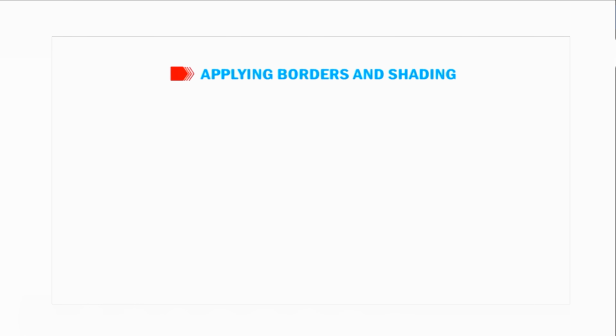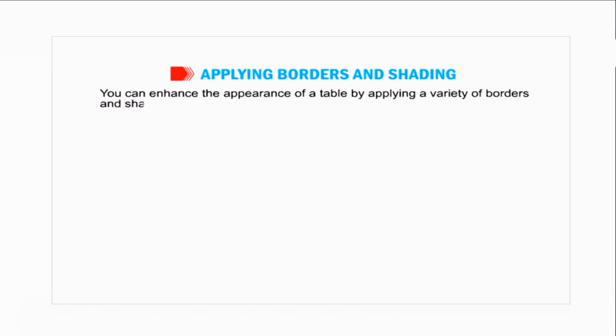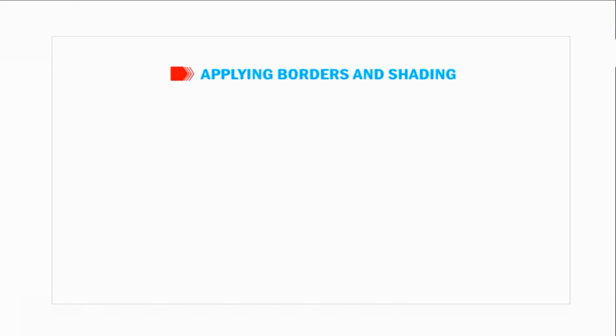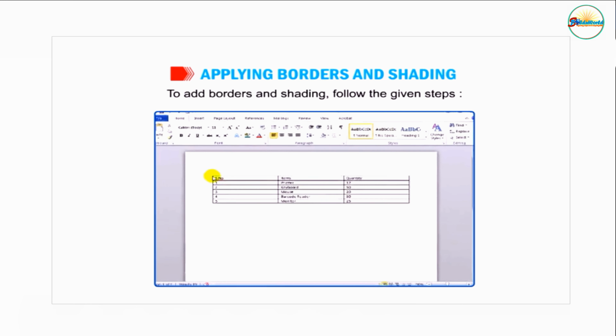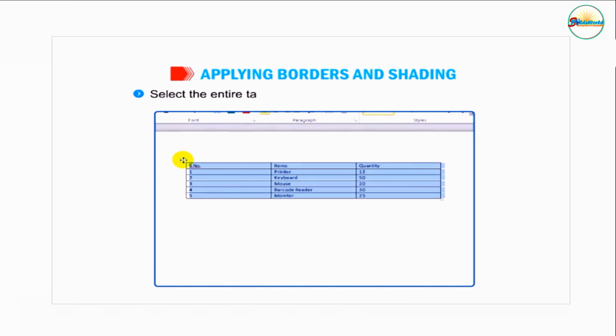Let us now find out how to apply borders and shading. You can enhance the appearance of a table by applying a variety of borders and shading styles. To add borders and shading, follow the given steps. Select the entire table by clicking on the Table Move handle.